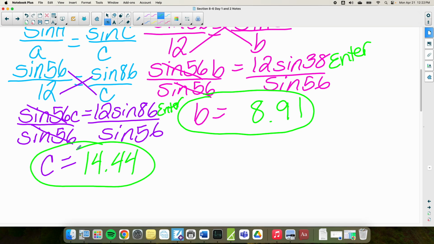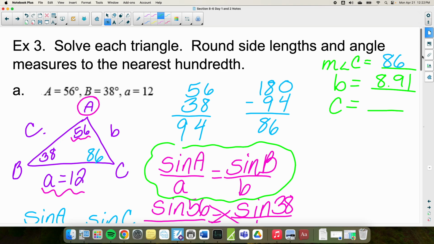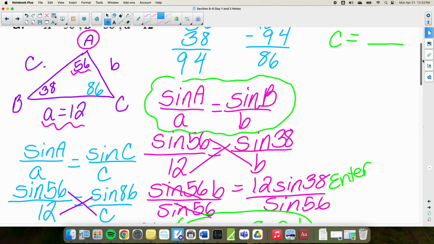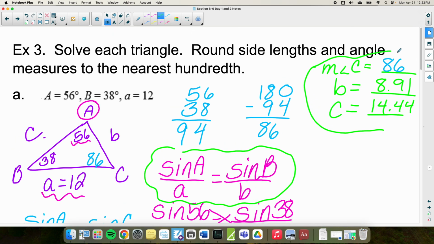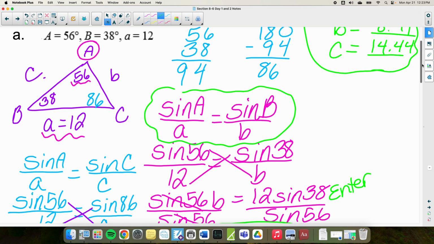And then we're done with that problem. Okay? So that was 14.44. And again, on your quiz, this would be your answer, would be worth 6 points.